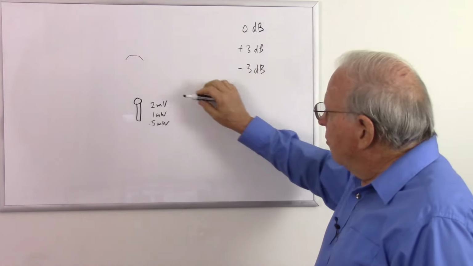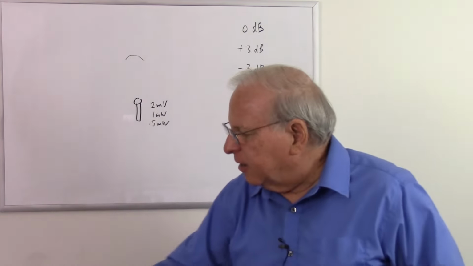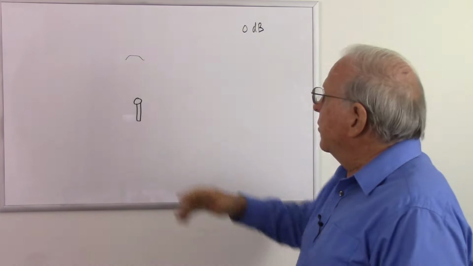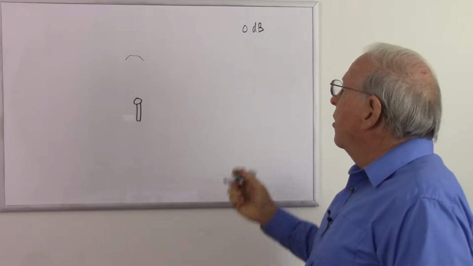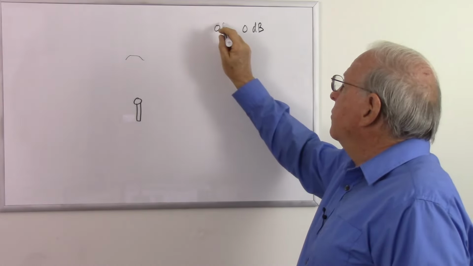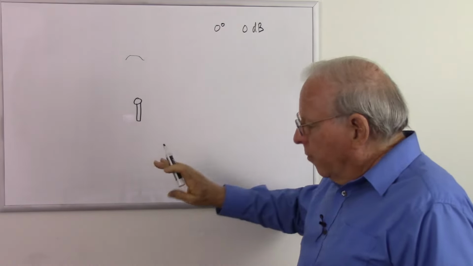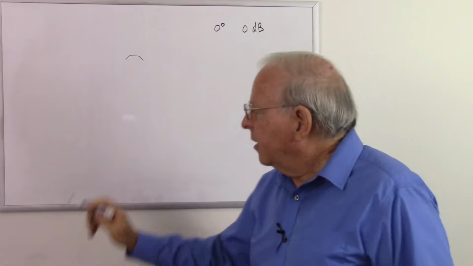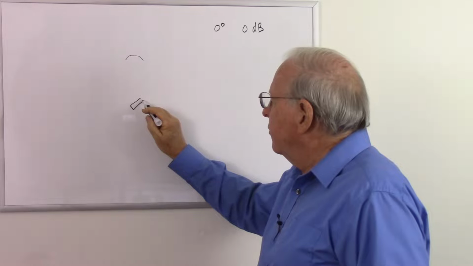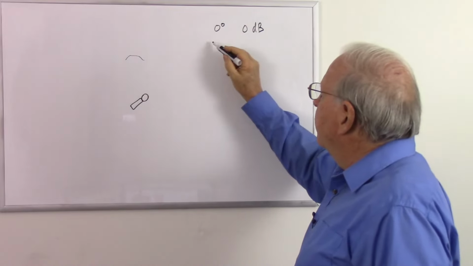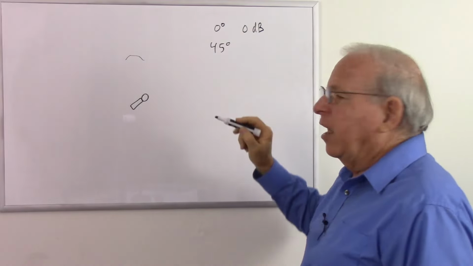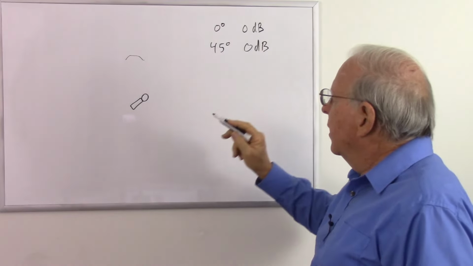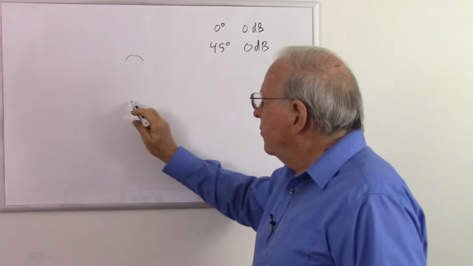So we're going to call whatever power we've set 0 dB, and we are now pointed at the sound source, and so that's going to be 0 degrees also. Now what we're going to do is rotate that microphone. Let's just rotate it 45 degrees. And so at 45 degrees, let's say we still have 0 dB. And we rotate it to 90 degrees.